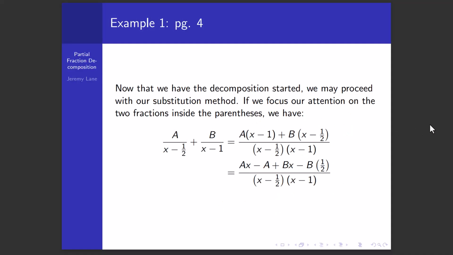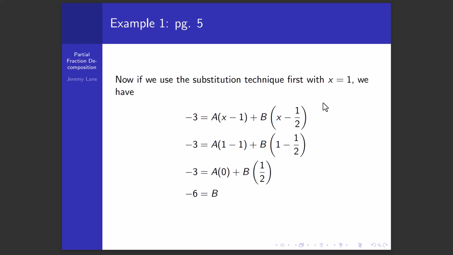Now that we have our decomposition started, we can proceed with our substitution method. If we focus our attention on the two fractions inside the parentheses, we have a times quantity x minus 1 plus b times quantity x minus 1/2, all of that divided by x minus 1/2 times x minus 1. And a little bit of simplifying here gives us a result. When we use the substitution technique with x equal 1 first, we eliminate the a variable and we end up with 1/2 b equal to -3. And that means that b is going to be -6.